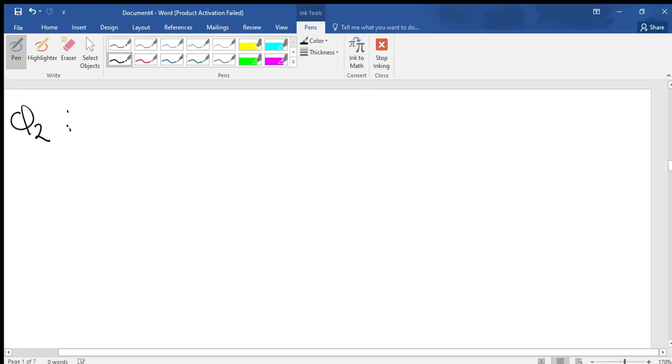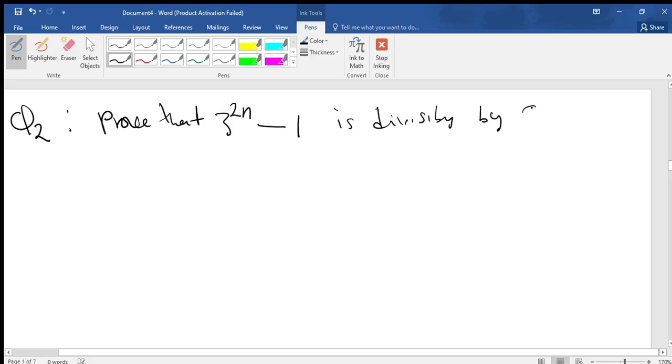where I would want us to prove that 3^(2n) minus 1 is divisible by 8. This is the question. So since this time around we're talking about divisible by 8, anything divisible by 8, we know that it should be 8 multiplied by m. This is what you are supposed to understand. So that's the only idea you're supposed to go with.